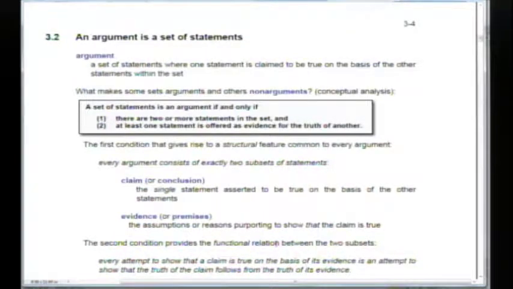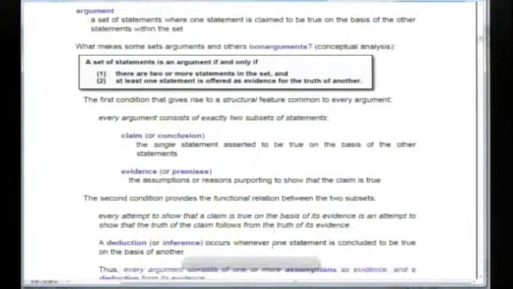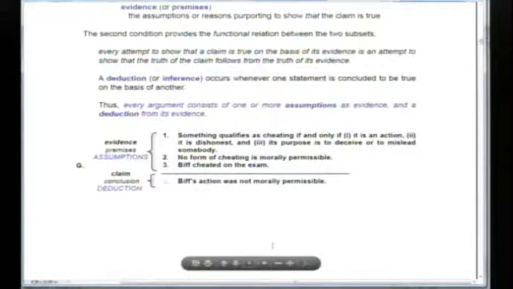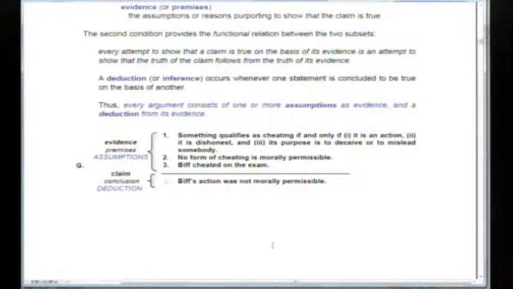The reasons, the assumptions given in order to show that the claim is true. I'm using the words interchangeably for a reason. And take a look at what we have here at G. You've already seen an argument written in standard form. Writing arguments in standard form is a very useful thing for you to master, because in the end, you can't evaluate an argument unless you can reconstruct it. That is, unless you can recognize what argument's being asserted.